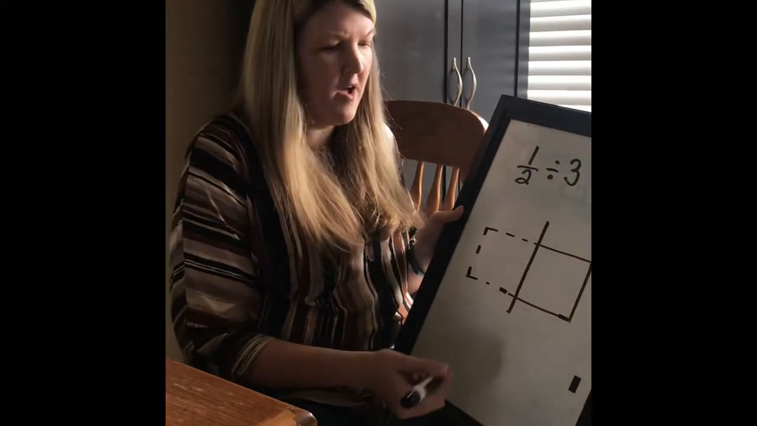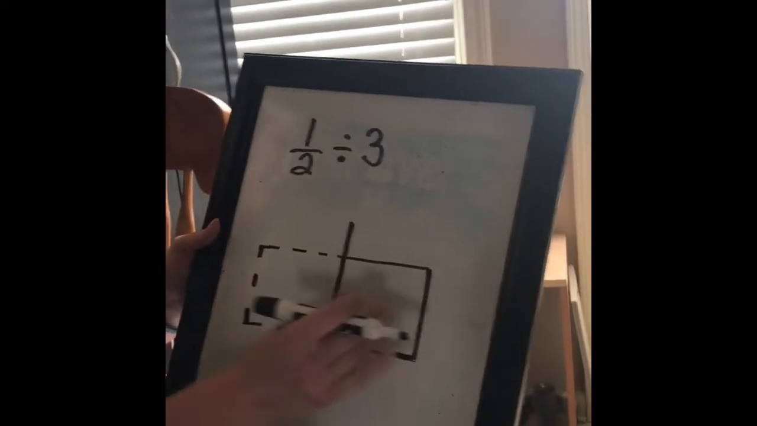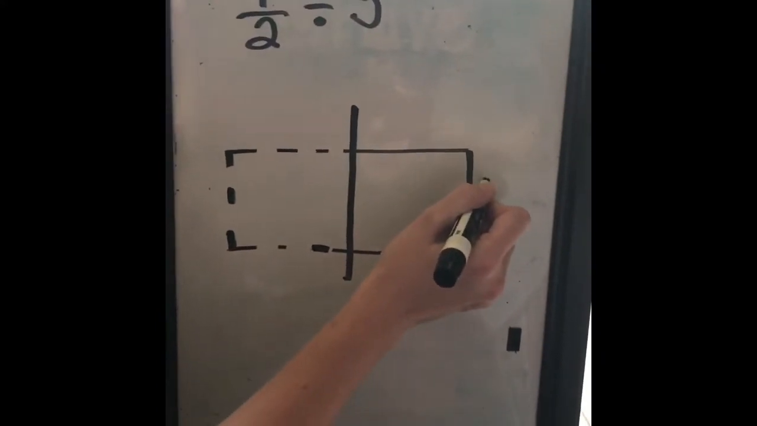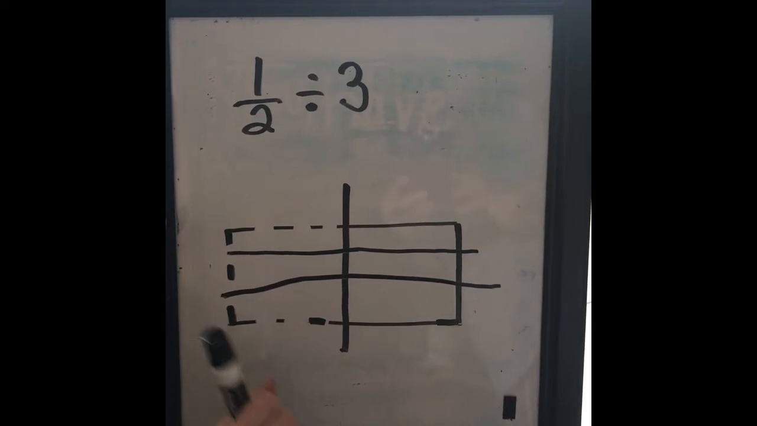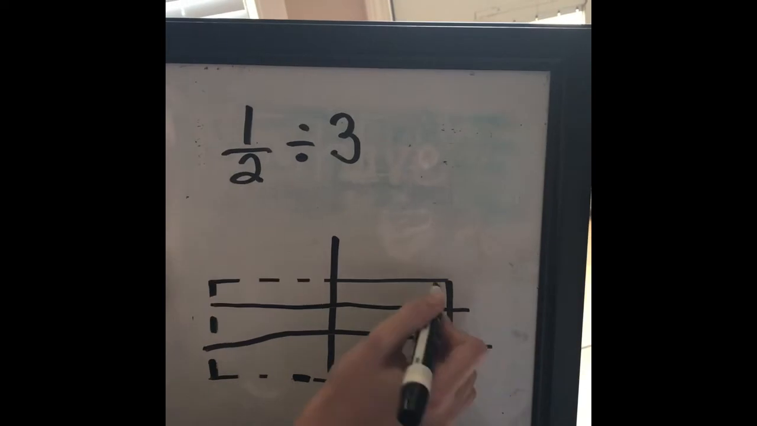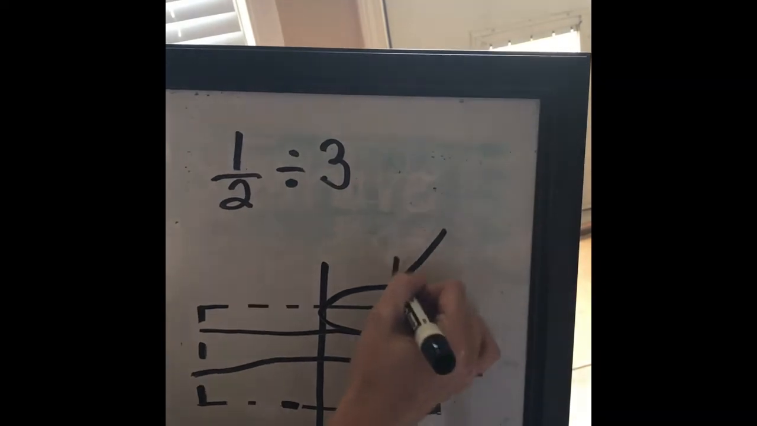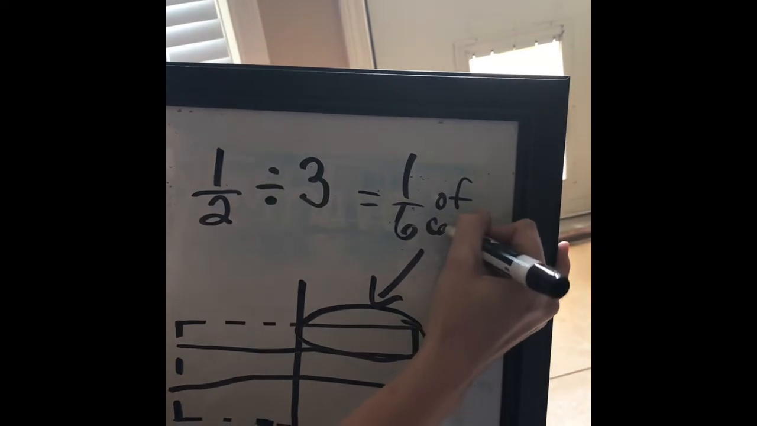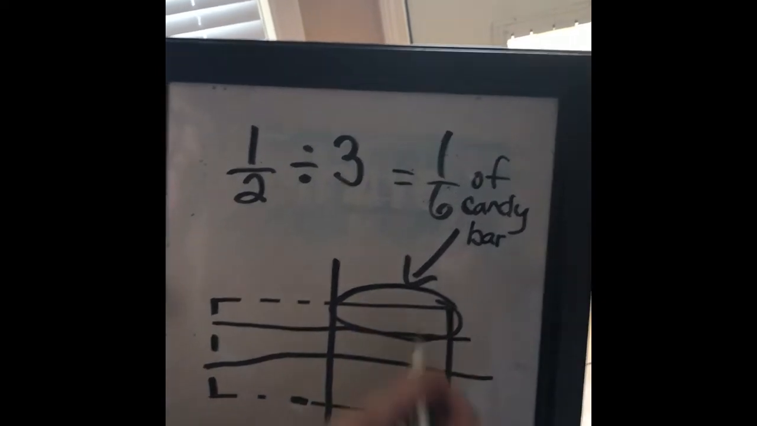If you wanted to draw a model to show our candy bar, we've got it here split in half, and remember we only have half of the candy bar. So I'm going to divide it into 3 parts, and I'm going to again use the entire model to show. But now you can see that there are 6 parts, and I've got this portion right here, and one of my friends will get 1/6 of the candy bar. So that answers our question. They'll each get 1/6 of the candy bar.